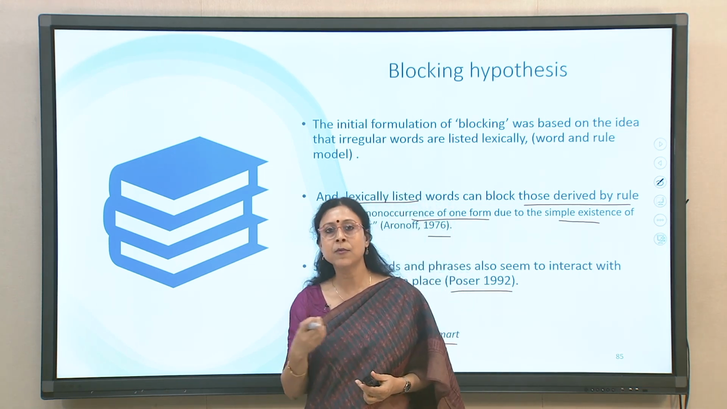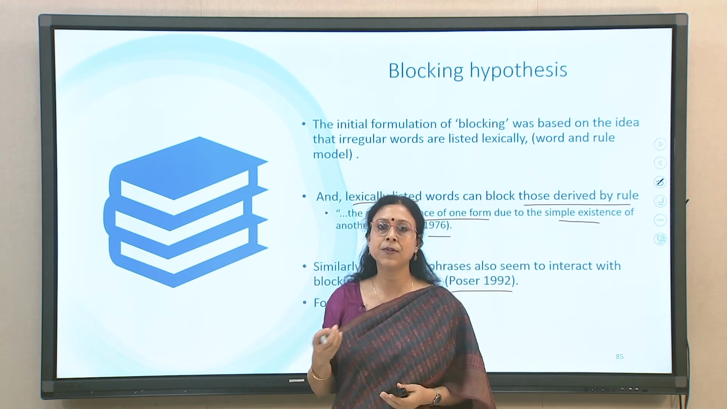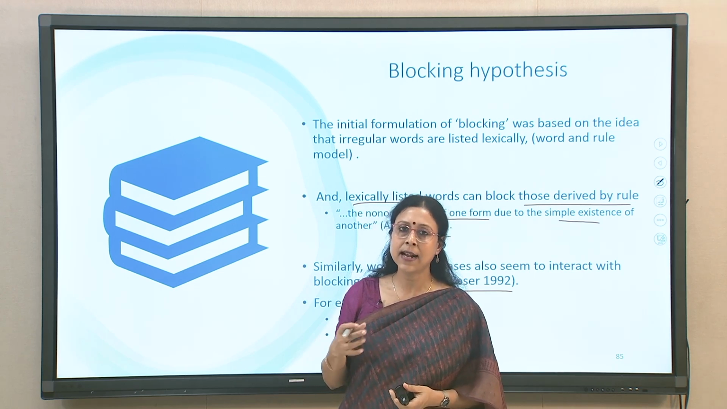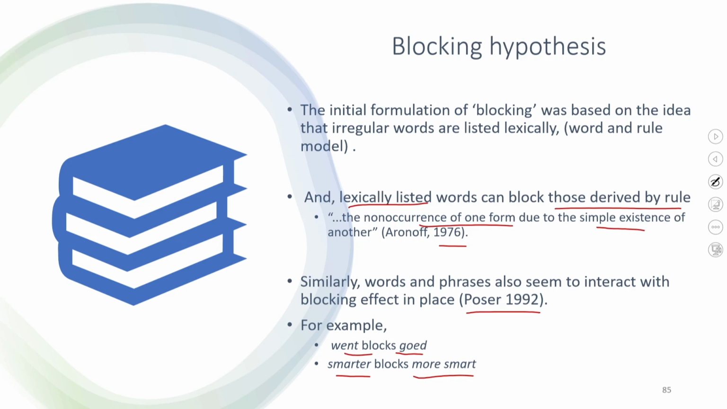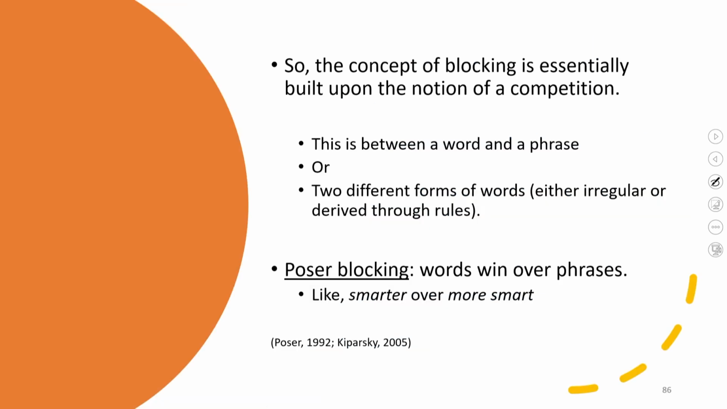So, more beautiful, most beautiful, you do not say beautifuler. So, this is another possibility. In those cases also the lexical entity, smarter, will block the phrasal entity which is more smart. So, this is how Aronoff and Poser talked about the blocking hypothesis.